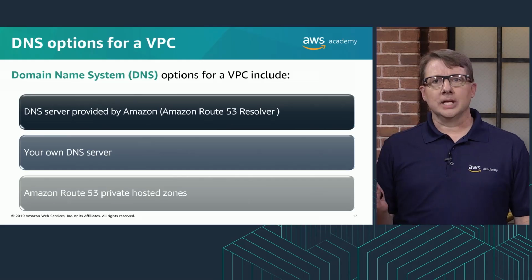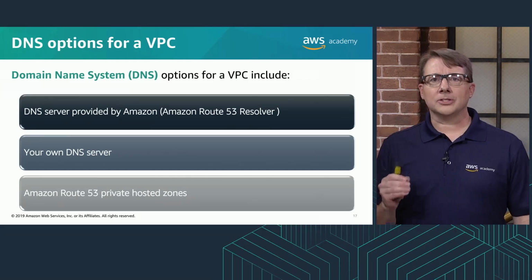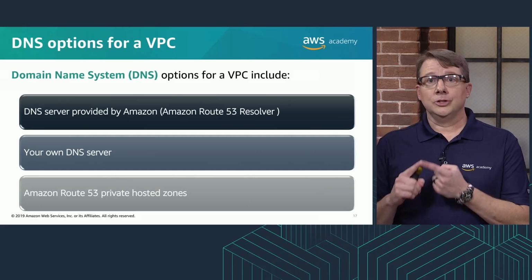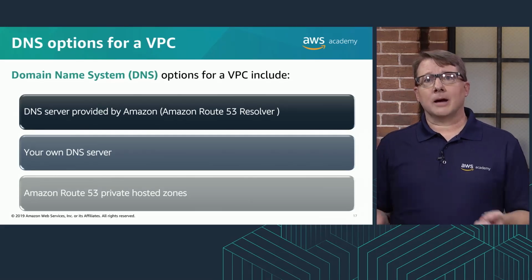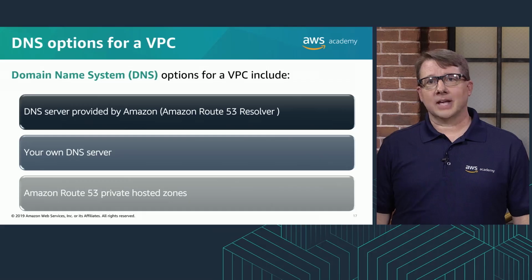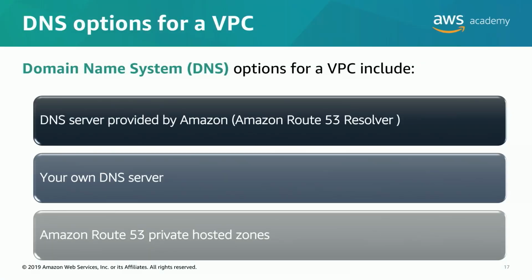If you don't want to use Amazon Route 53 Resolver, you must use other options. First, you can use your own DNS server. This option requires specifying a special set of Dynamic Host Configuration Protocol, or DHCP, options for the VPC. You can also use an Amazon Route 53 private hosted zone. A hosted zone is a container that holds information about how Amazon Route 53 routes traffic for the domains in a VPC. A public hosted zone allows Amazon Route 53 to route internet traffic to resources inside a VPC.